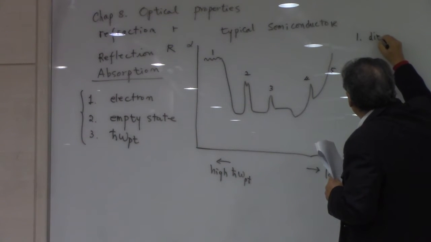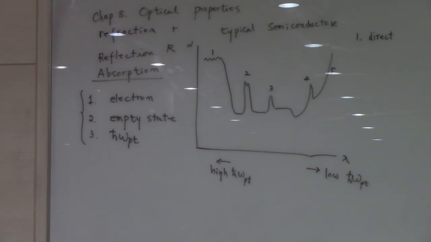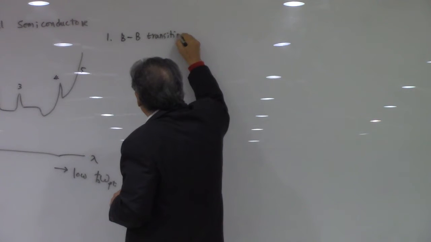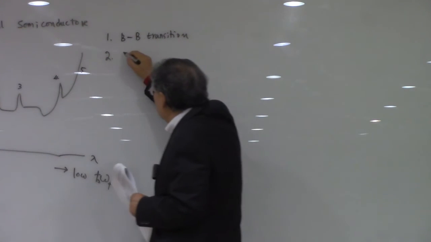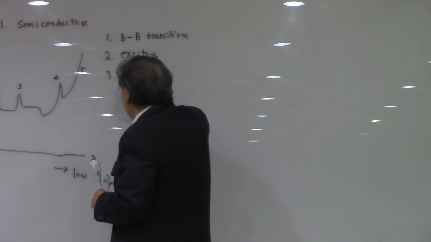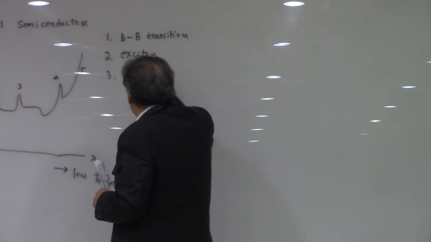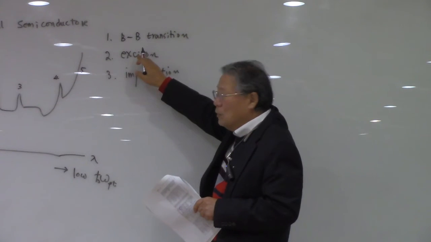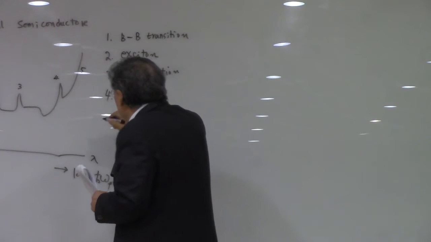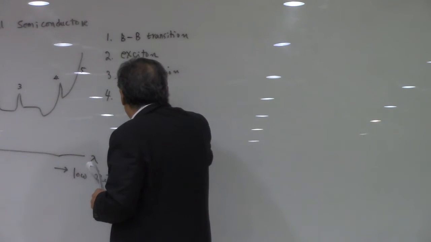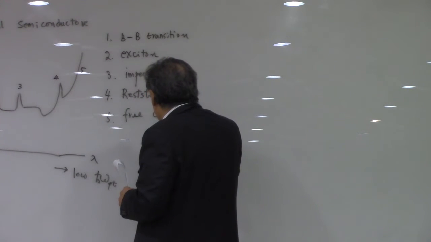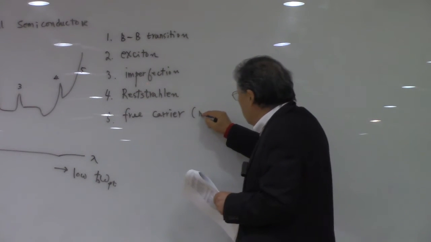And number one is a direct transition. Band-to-band transition, I'm sorry. This has got to be band-to-band transition, okay? And then number two is the exciton. And number three is imperfection. The absorption due to imperfections, absorption due to the exciton, absorption due to the band-to-band transition. Okay, and number four is the Reststrahlen absorption. We have seen this. And number five is free carrier absorption. And this is important in a metal, of course.